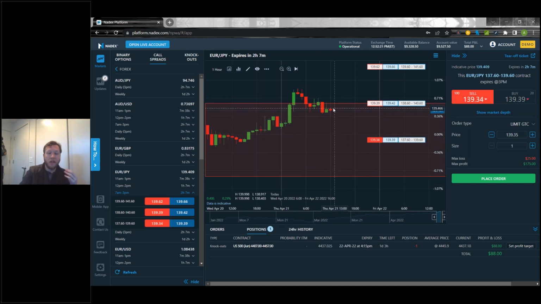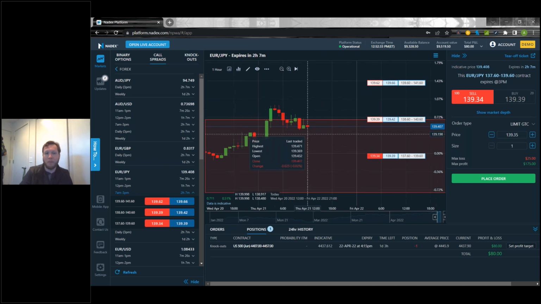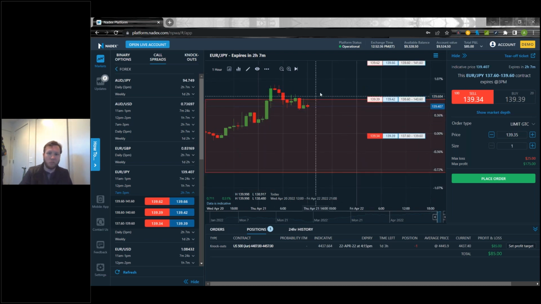Basically the reason this is happening is because if this moves up here, it doesn't matter. I'm still in the contract, right? I still have the time to be right. So maybe what happens in the next 2 hours is this market moves up here. If I was in a knockout contract, I'd be knocked out. I'd be out of the trade. My losses would be locked in.